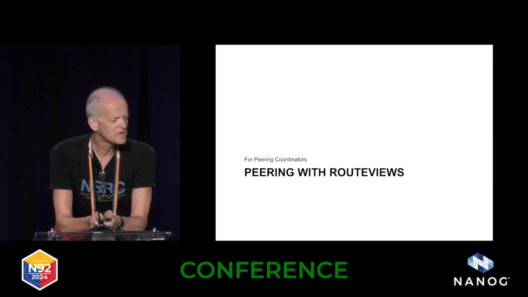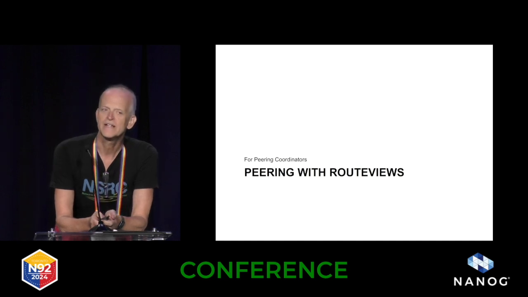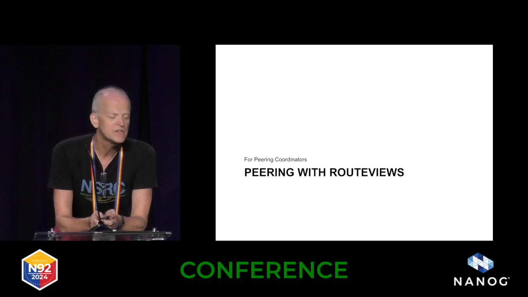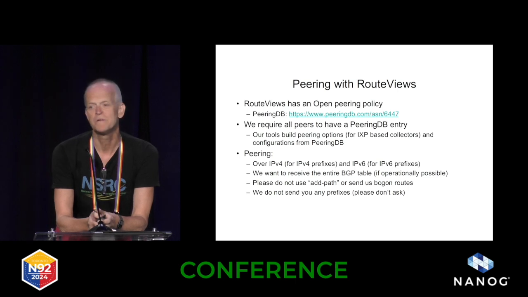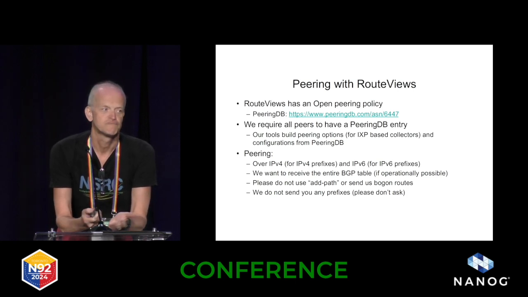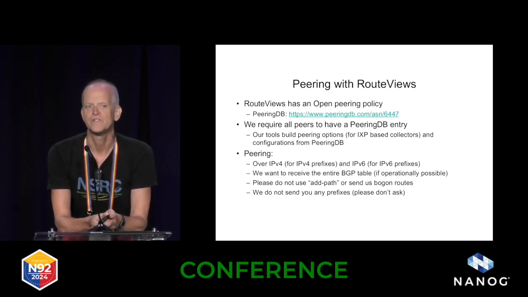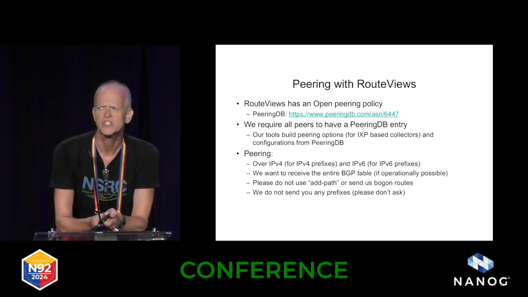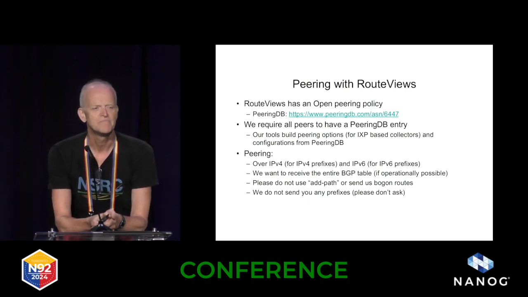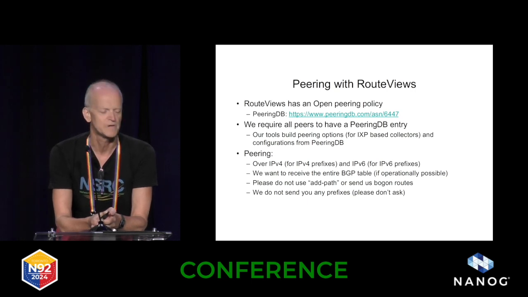Now, just the final few minutes. So for peering coordinators, this is the general peering community. We have an open peering policy. So if you're at an exchange point and you peer with a route server, you'll be peering with RouteViews. We will see you there. I mean, we've got a couple of exchanges. We're not quite there yet, but we'll get there. But by and large, open peering policy, we will peer with all exchange point route servers.